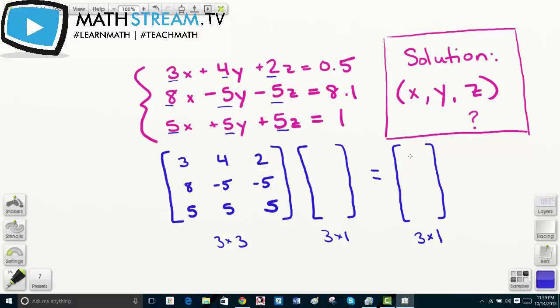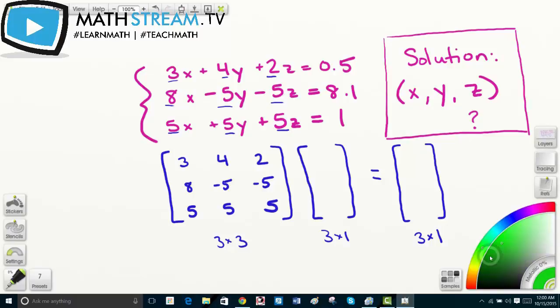Then I want you to go, actually let's go to the very last matrix, and I want you to look at the constant terms. So I'll do that in a different color. That is 1, 2, 3, and I want you to input those in their exact positions. 0.5, 8.1, and 1.